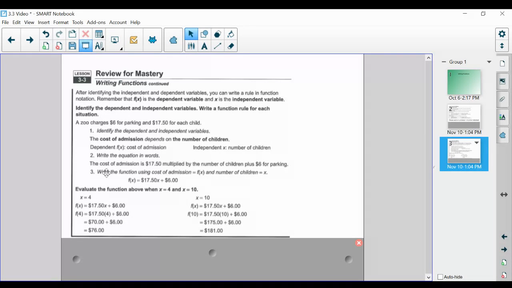Once we found that out, we wrote it out in words, saying the cost of admission is $17.50 multiplied by the number of children plus $6 for parking, because it doesn't matter how many children you have, you're still paying $6 for parking for that one vehicle. And then we write it as a function, some kind of rule. Sometimes you're going to see y is equal to 17.50x plus 6. It's the same thing as our function notation, f of x, meaning the function evaluated at x is going to equal the same expression. It's six of one, half a dozen of the other.